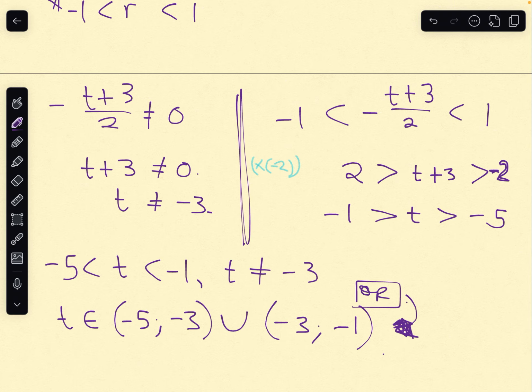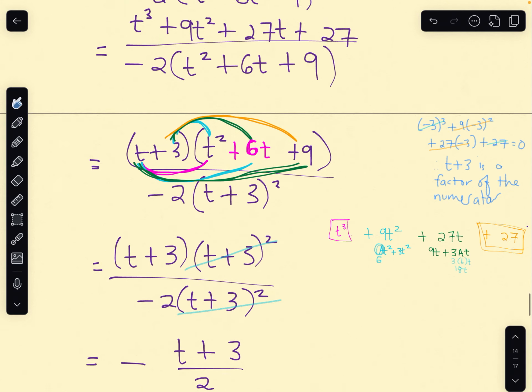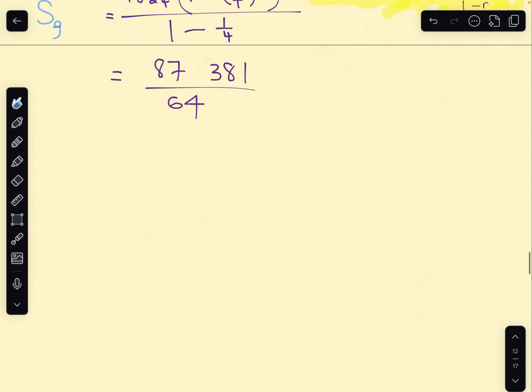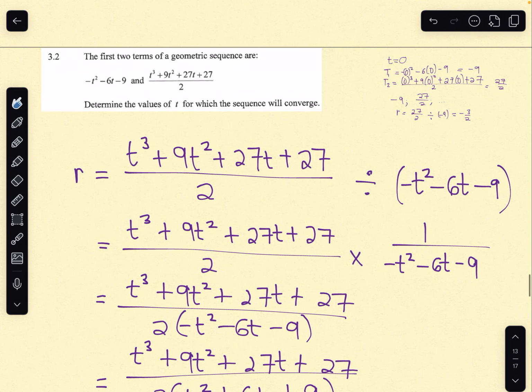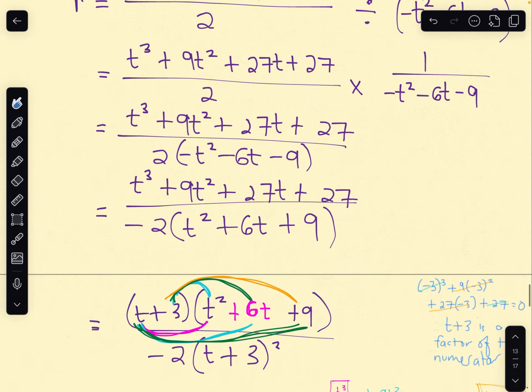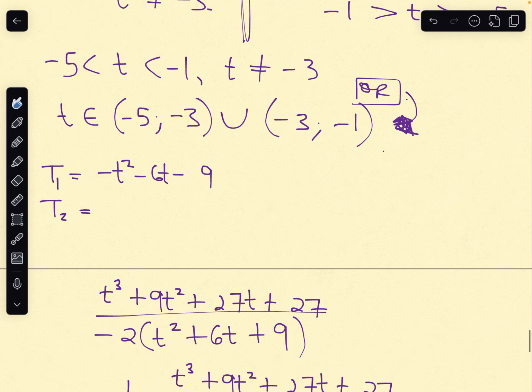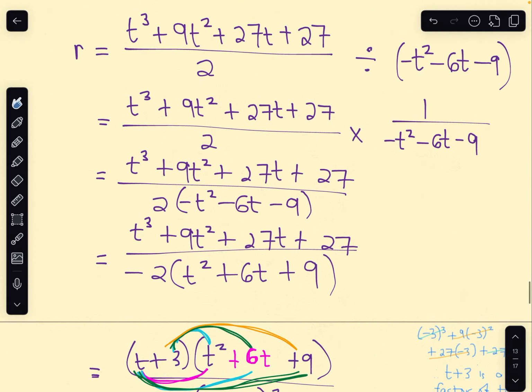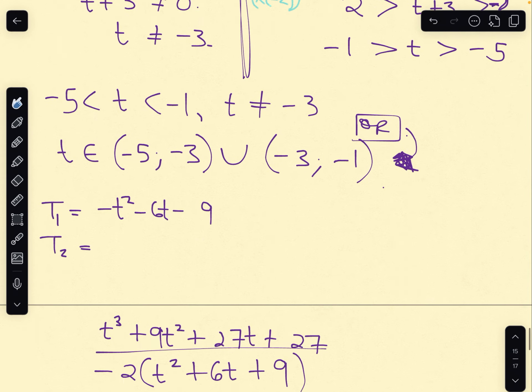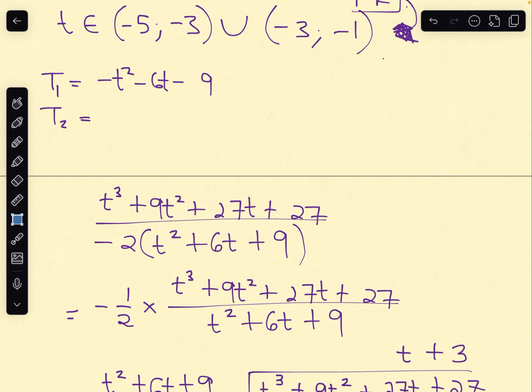Right, and one of the habits that has really started falling off in my life is checking my answers. Not just checking it against the memo, but sanity checking it, which is so important in exams. So we said that term 1 is given by minus t squared minus 6t minus 9, and term 2 is given by the cubic guy over 2. So let me just copy the cubic bit from over here.